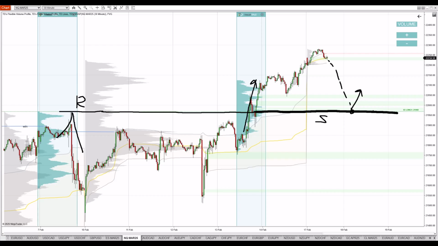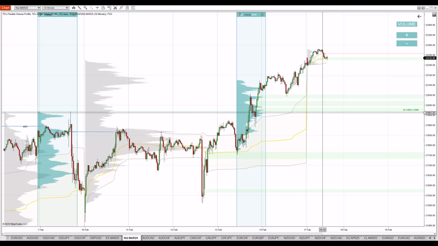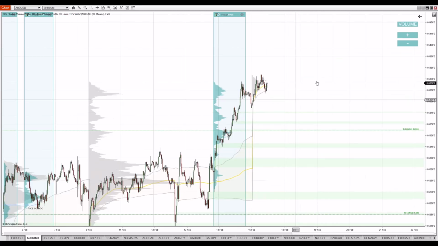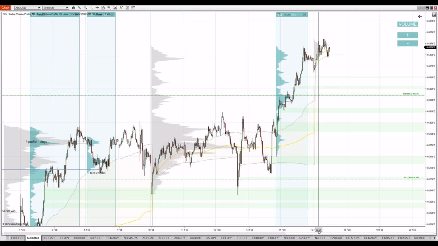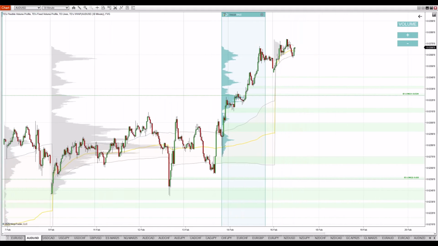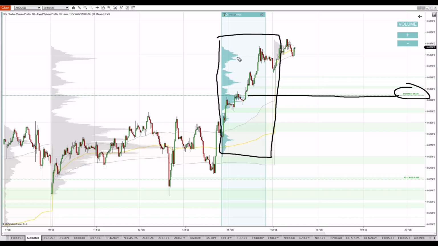Alright, so that's for the NQ, and let's now go for the Australian dollar, US dollar. In here I wanted to show you a strong support, and this support is right here at 0.6324. If you look at the volume distribution within this uptrend zone, which formed on Friday, then you can see that the heaviest volume zone is right here, right?